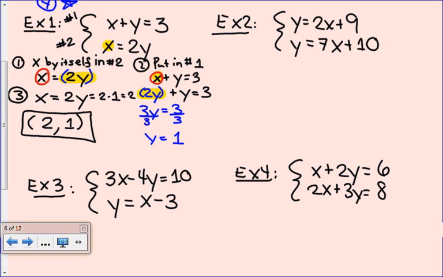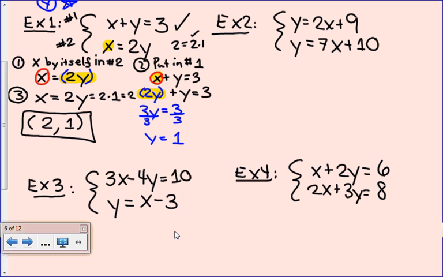Now again, you have the power to come back with all the right answers. So check: 2 plus 1 is 3. If x is 2, is that equal to 2 times 1? Yes. So that's the right answer. It'll get easier and easier.